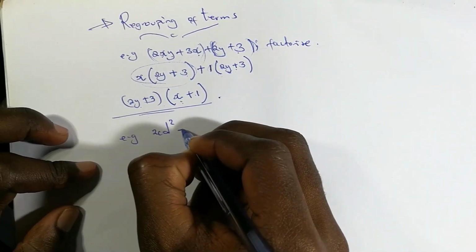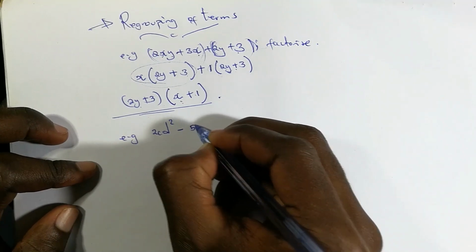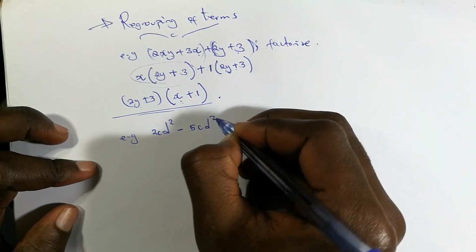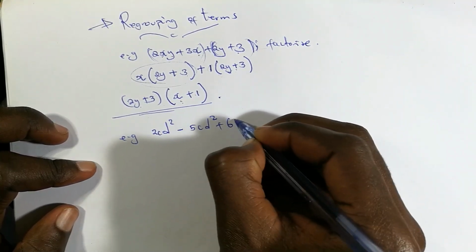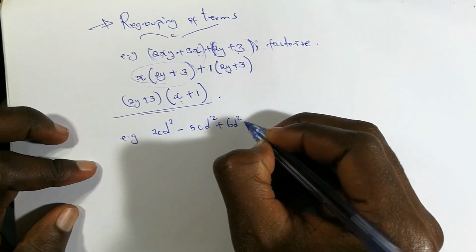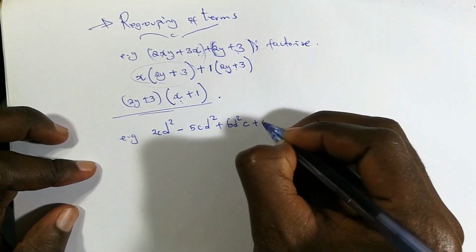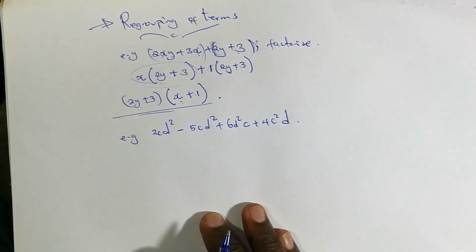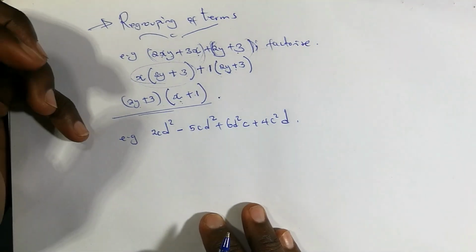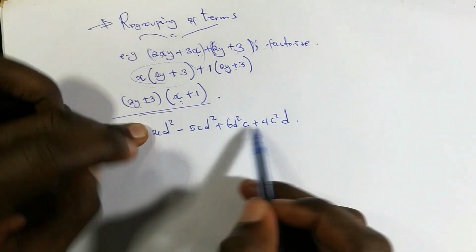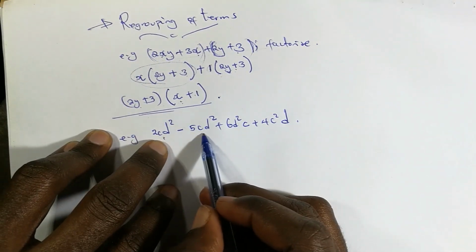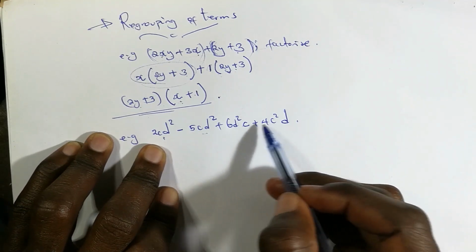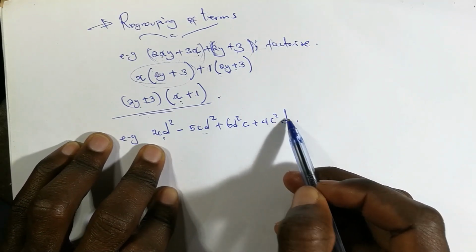Let me say 2cd squared minus 5cd squared plus 6d squared c, then plus 4c squared d. We need to look at like terms, those terms that look alike. If you examine this expression, we have cd squared, d squared c, then this also c squared d.